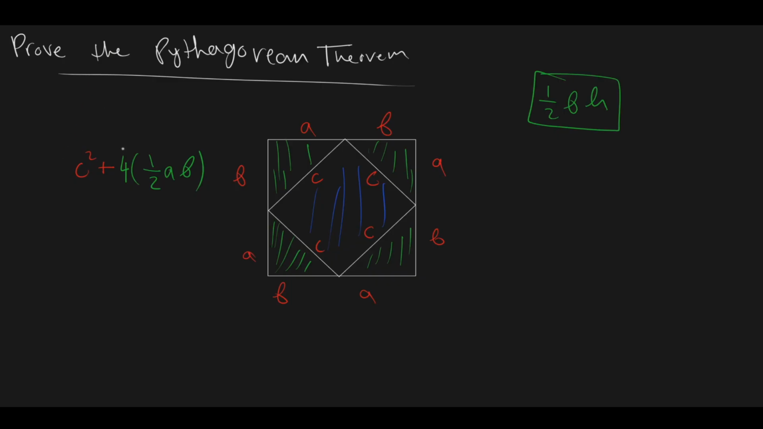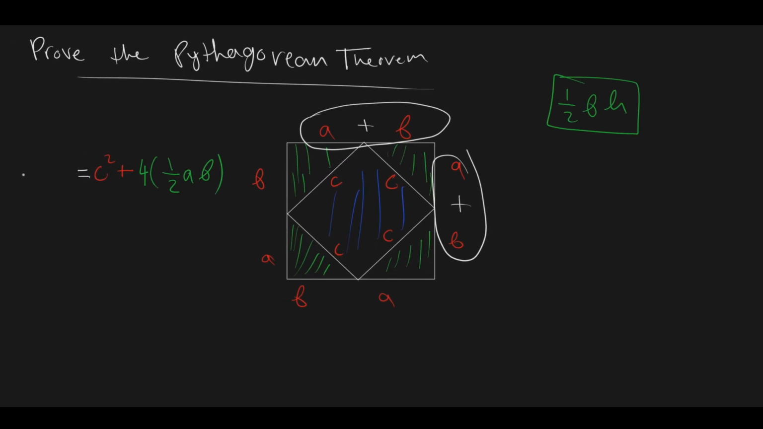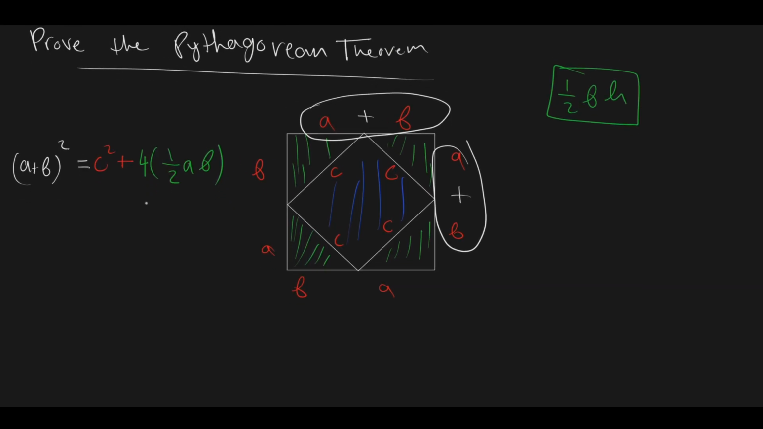And now all of this expression is equal to the total area of the square, which is also equal to A plus B times A plus B, right? Because this is side length and this is side length as well. So we know the total area of this square is A plus B all squared. So these two expressions are equal, right? This is the first step to prove the Pythagorean theorem.